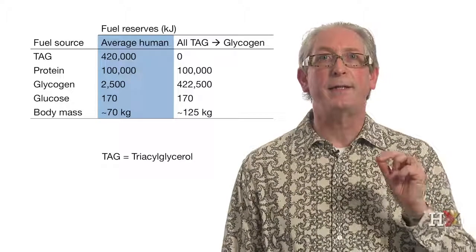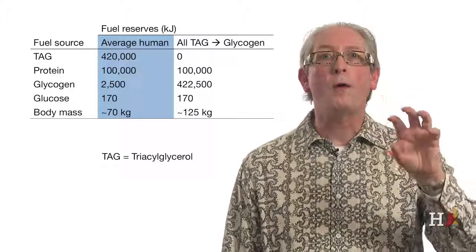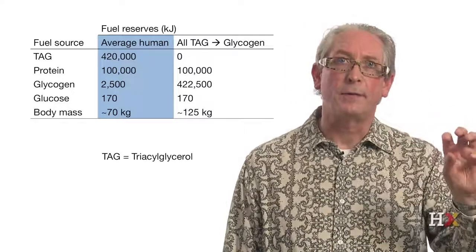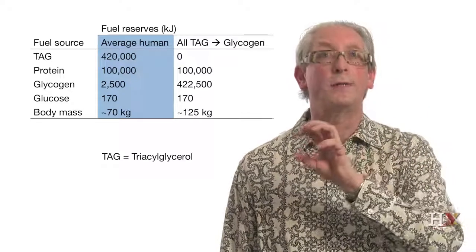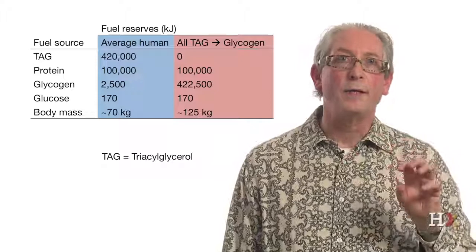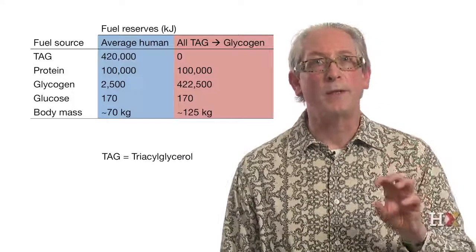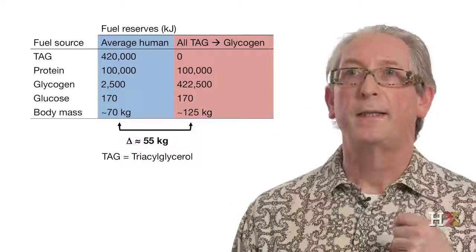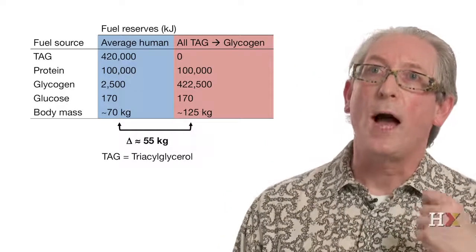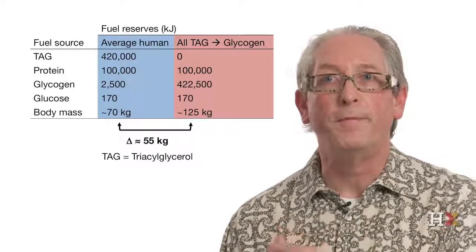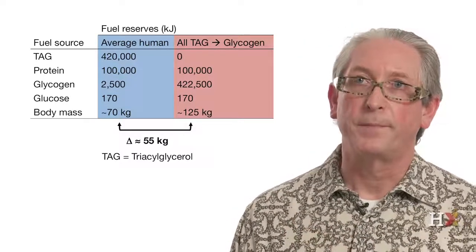Now imagine that in this individual, all the fuel reserve that is stored in triacylglycerol is now stored in glycogen. You will see an increase of the body weight of this individual by 55 kilograms. That really illustrates how triacylglycerol is an optimum form of energy storage.